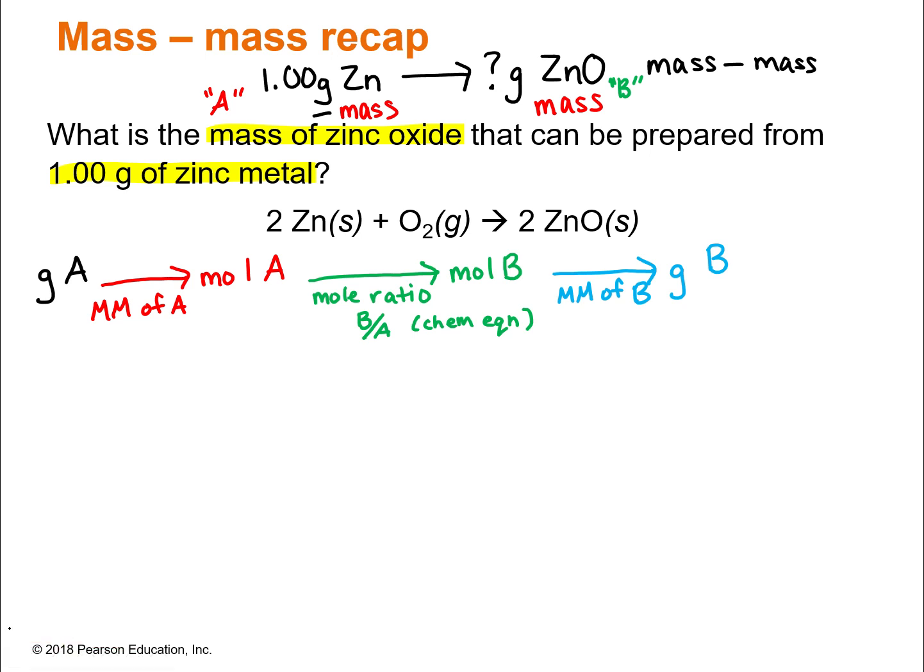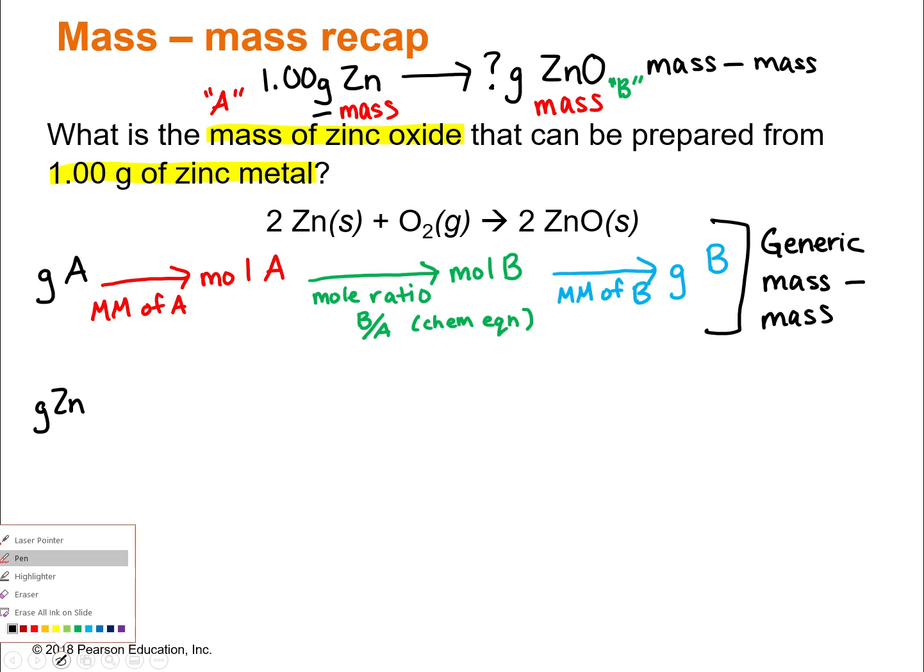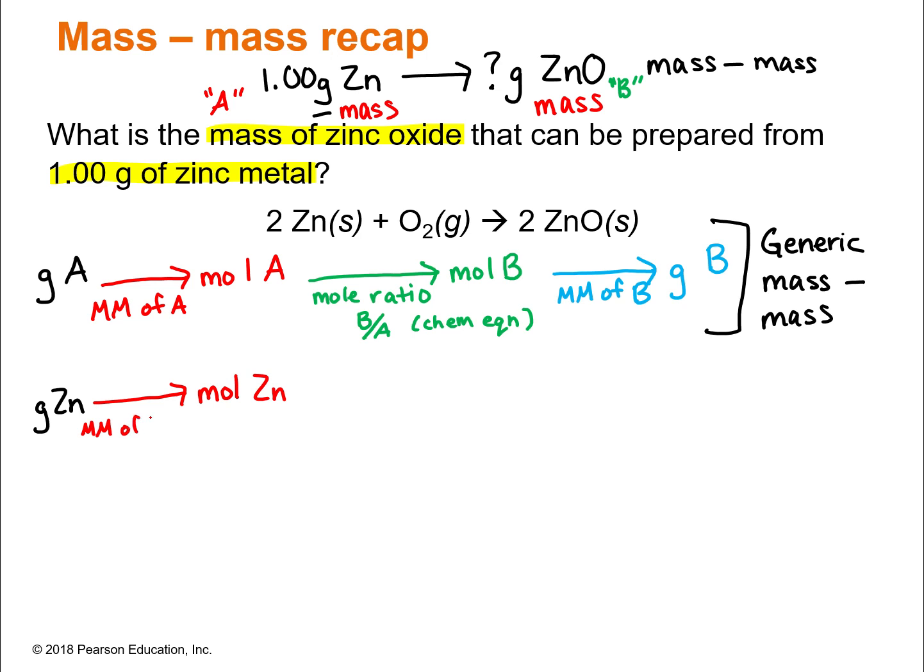Now let's make it more specific for our problem. So this was the generic one, and it is hopefully in your notebook from last week. Now we'll write the plan with our actual information from the problem. We're starting with grams of zinc. We first have to get to moles of zinc, and we need the molar mass for that. You look on the periodic table, you see what it says for the atomic mass, you write it in grams.